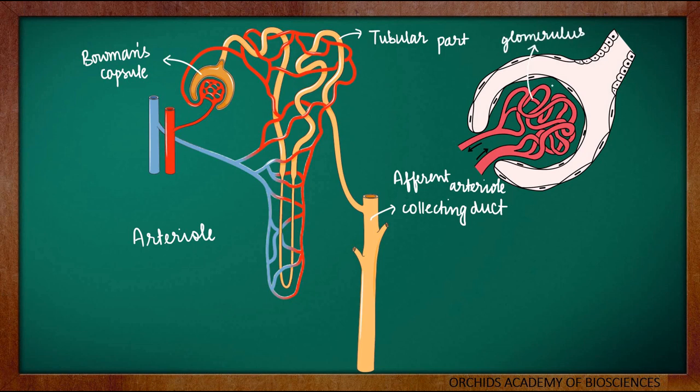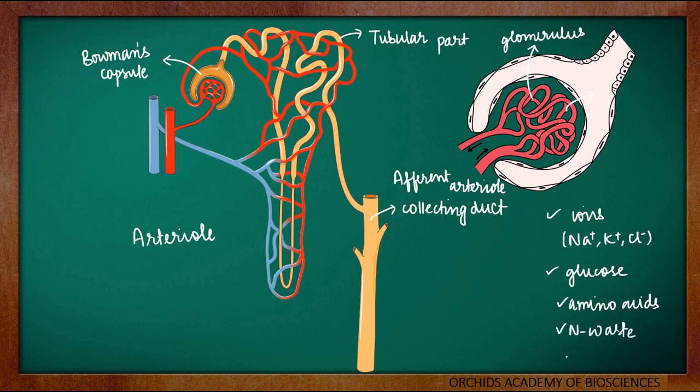The walls of the glomerulus and the Bowman's capsule are selectively permeable, so there will be transport of the substances from the walls of the glomerulus into the Bowman's capsule. These substances include ions like sodium, potassium, chlorine, glucose, amino acids, nitrogenous wastes like urea and uric acid, and water. So these substances will be transferred from the walls of the glomerulus into the Bowman's capsule.